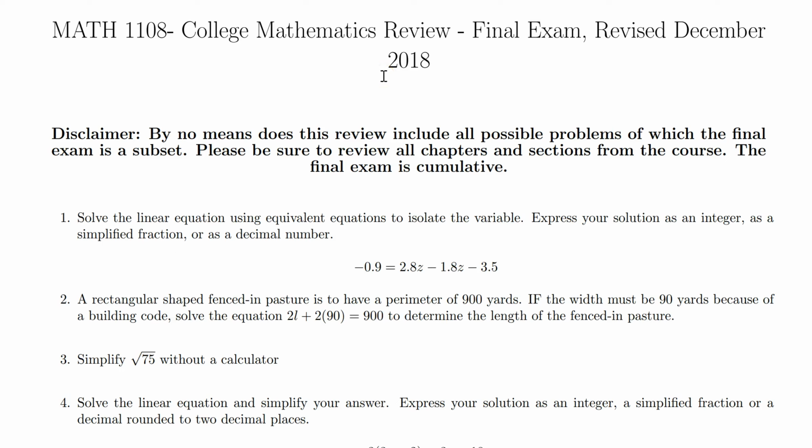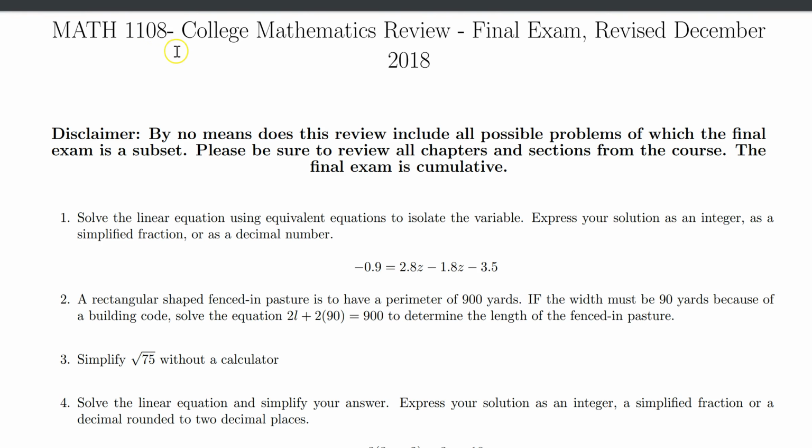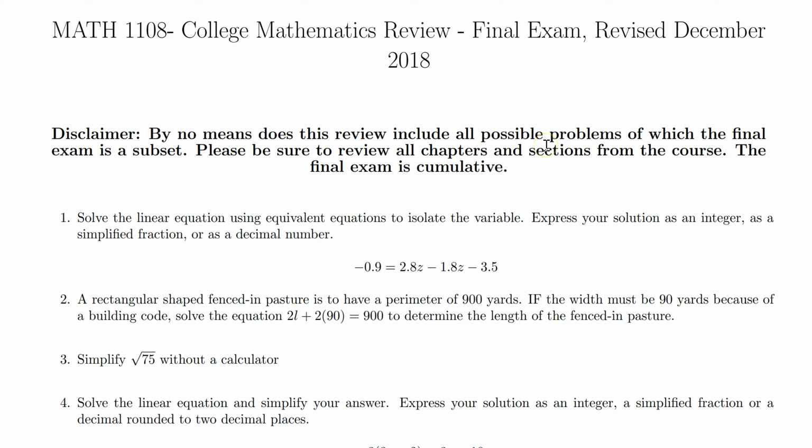This is the latest review that Math Zone has put together for Math 1108. And what we'll do here, again, as we've done in others, is to go over strategy. What do we need to know as background to be able to solve this?